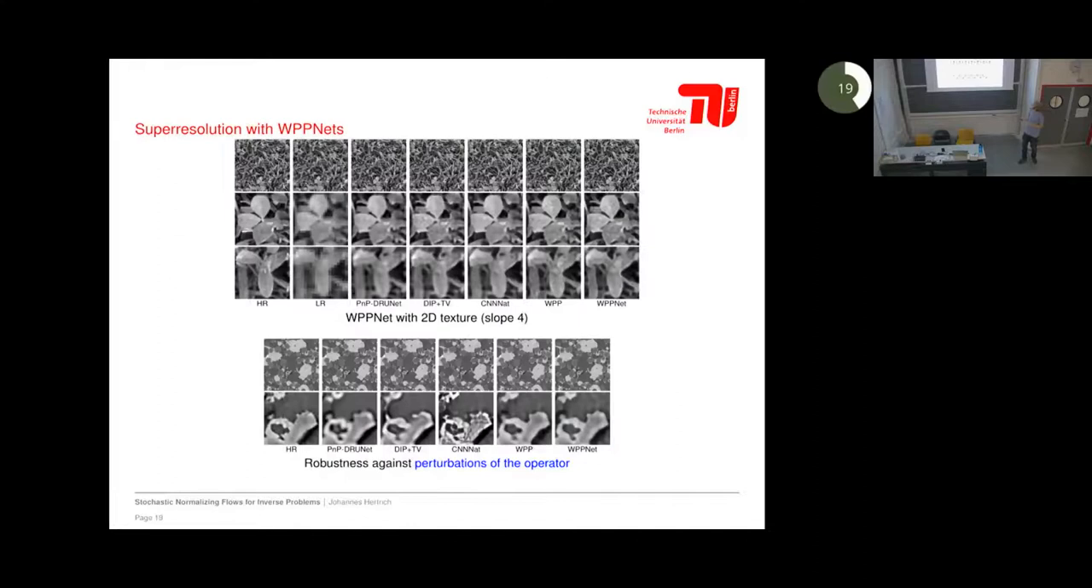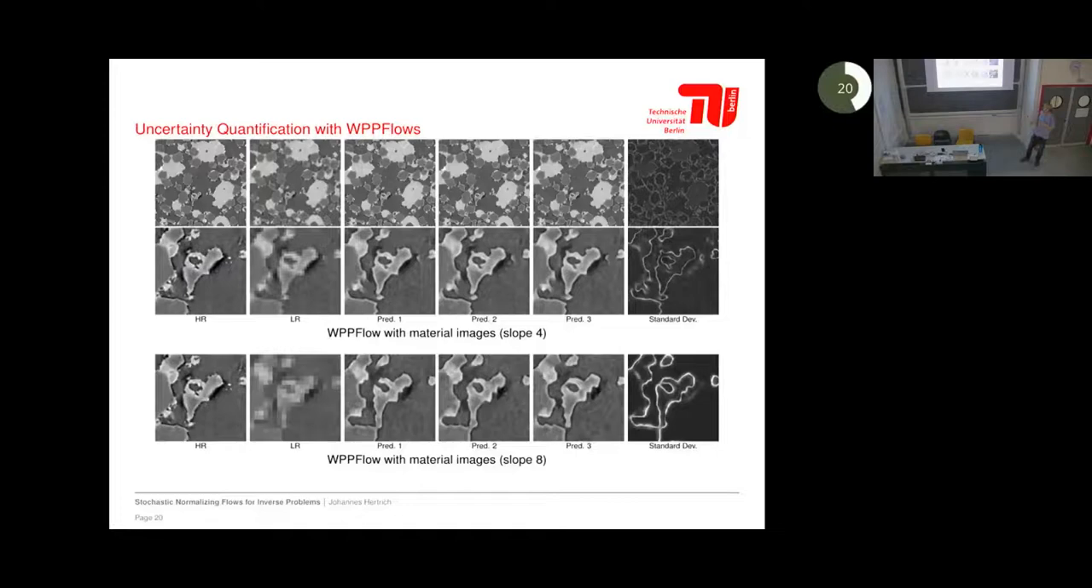Okay, and now I have also some results for it. First of all, just with the usual variational problem and the network here. Well, I don't want to say too much about it. It's a little bit sharper than the other ones. And a very good property of it is, if I say I don't know the operator exactly, but I use something slightly different, then these methods still give a reasonable reconstruction, while all the other comparisons break completely here.